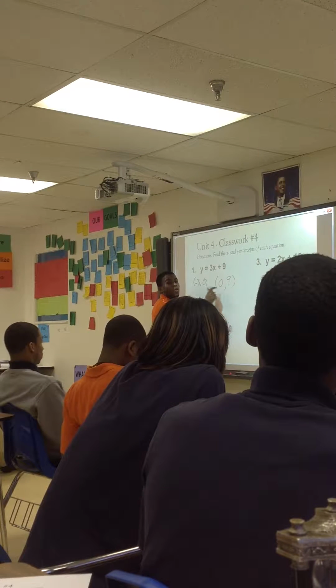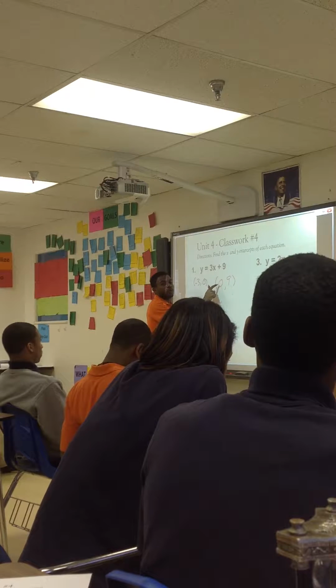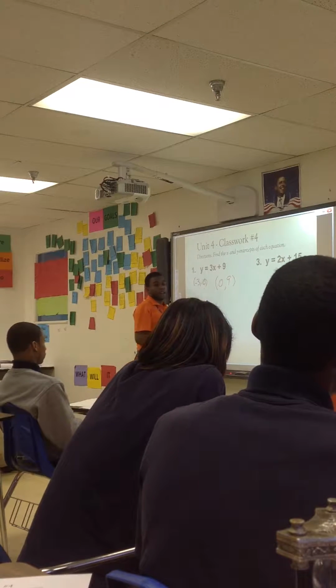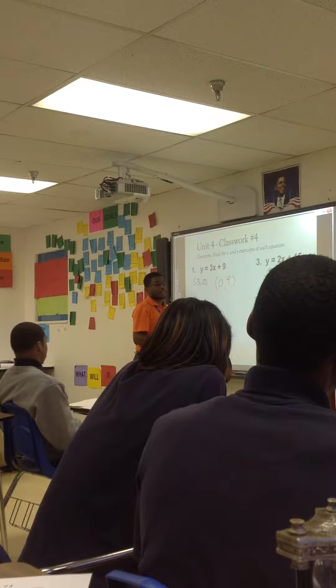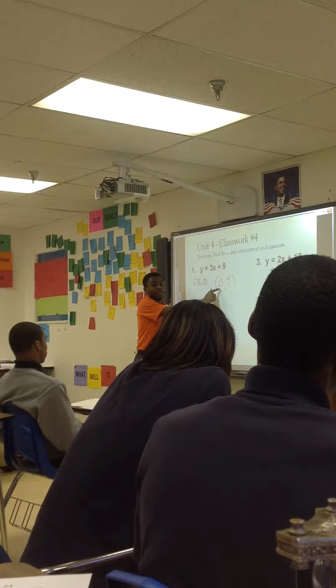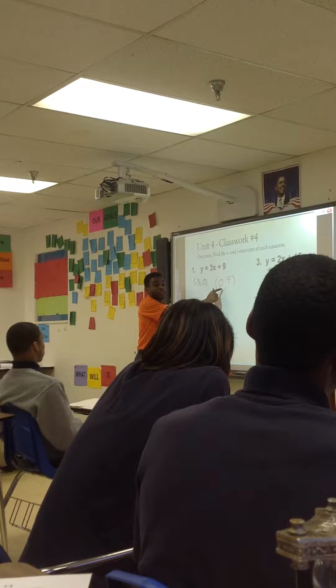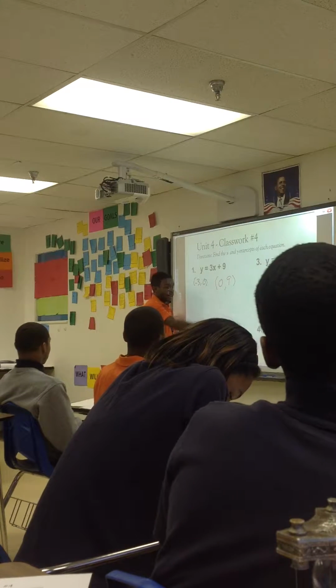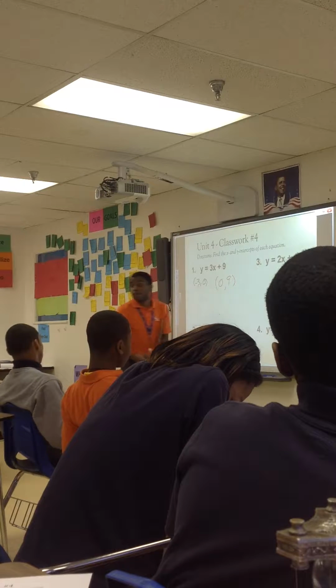Miss Gilmore, what did you do? What was the first step you took? I put y equals 3 and I put 0 where the x is. Is this your x value in the ordered pair? Yes. So when your x is 0, your y is 9. Thank you, Miss Gilmore.